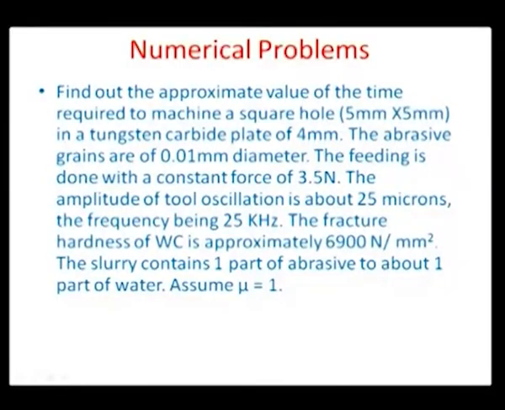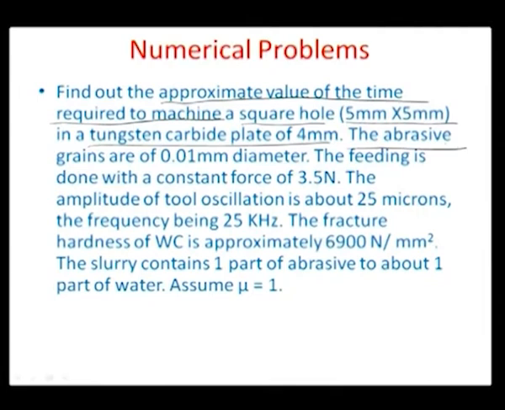We want to find out the approximate value of time of machining needed for a square hole. The dimensions of the hole are given to be 5 mm by 5 mm square, in a tungsten carbide plate having a thickness of 4 mm, meaning that the volume is 100 cubic millimeters. The abrasive grains are of diameter 10 microns, or 0.01 mm, and the feeding is done with a constant force of 3.5 Newton. So the average feed force of the tool head is 3.5 newtons.